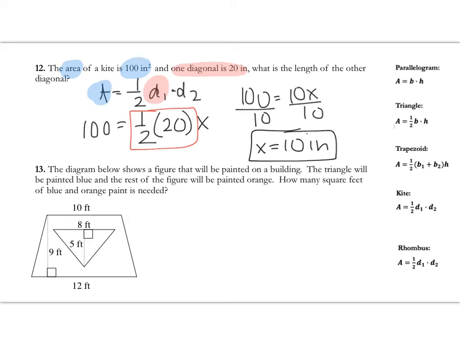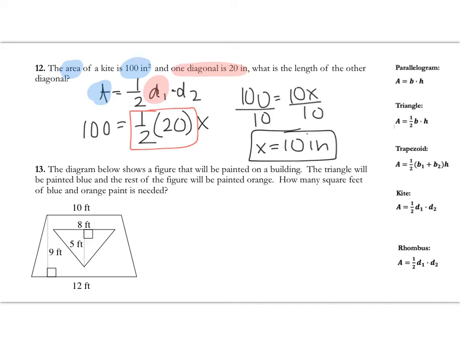Alright, the biggest thing I do want you to take away from this section in general is a lot of the things we're going to talk about in terms of area have actual application out in the real world. So that's what this last problem is looking at. It says the diagram below shows a figure that will be painted on a building. The triangle will be painted blue, and the rest of the figure will be painted orange. How many square feet of blue and orange paint is needed?